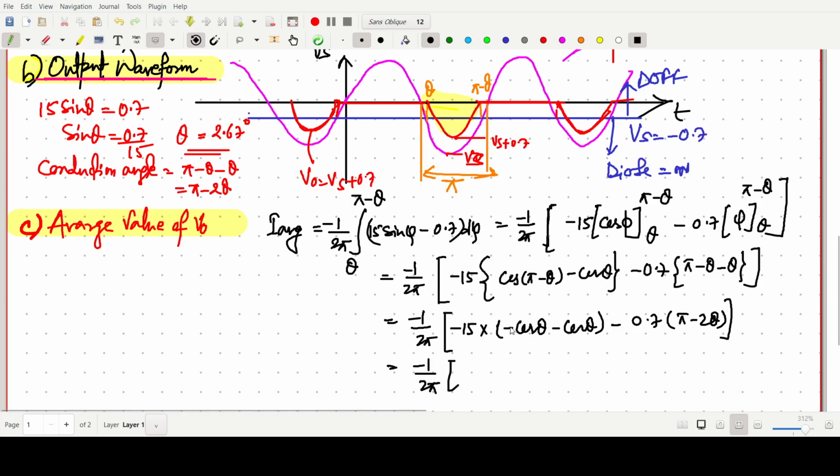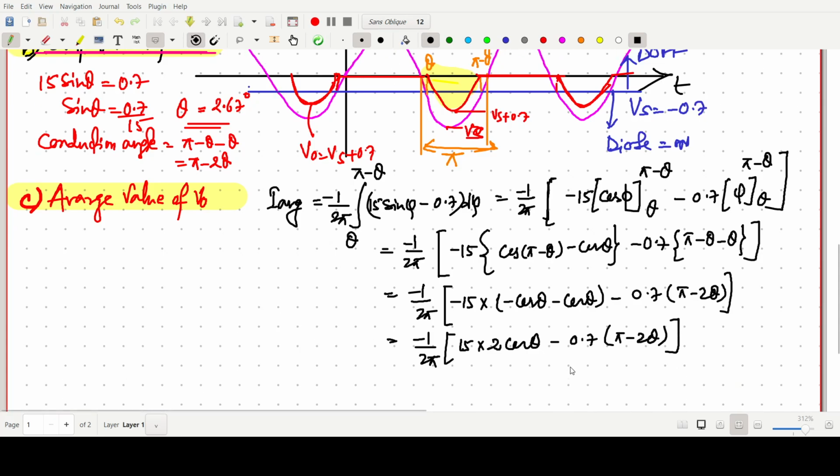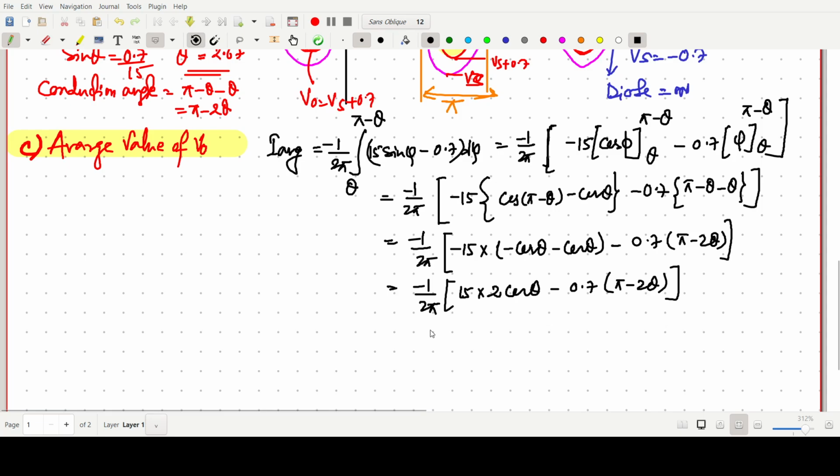Then we can write plus 15 into minus 2, so minus 15 into minus 2 cos theta, we can write it as 30 cos theta. Or do it like this, 15 into 2 cos theta. Minus minus plus 15 cos theta minus 0.7 pi minus 2 theta. Once again one more line. Okay, now we will go fast.